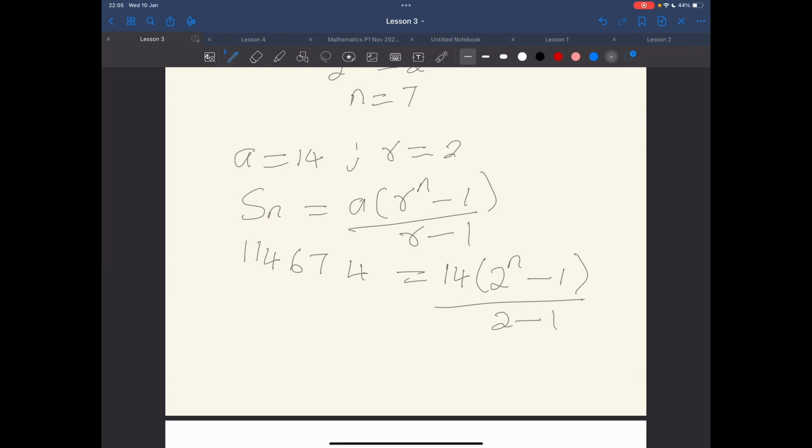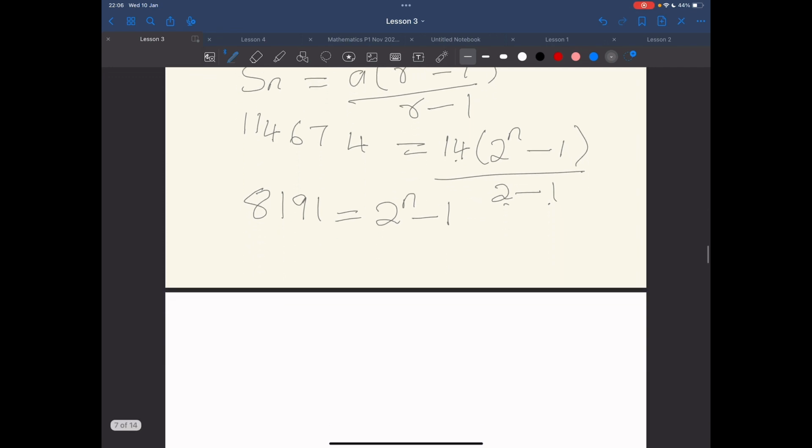So we are going to take the 114,674 and divide it by 14. If we do that with our calculator, we get 8,191. The 2 minus 1 is just 1. So we have divided this by the 14 and got 8,191. So in other words, 2 to the power n minus 1 equals 8,191.